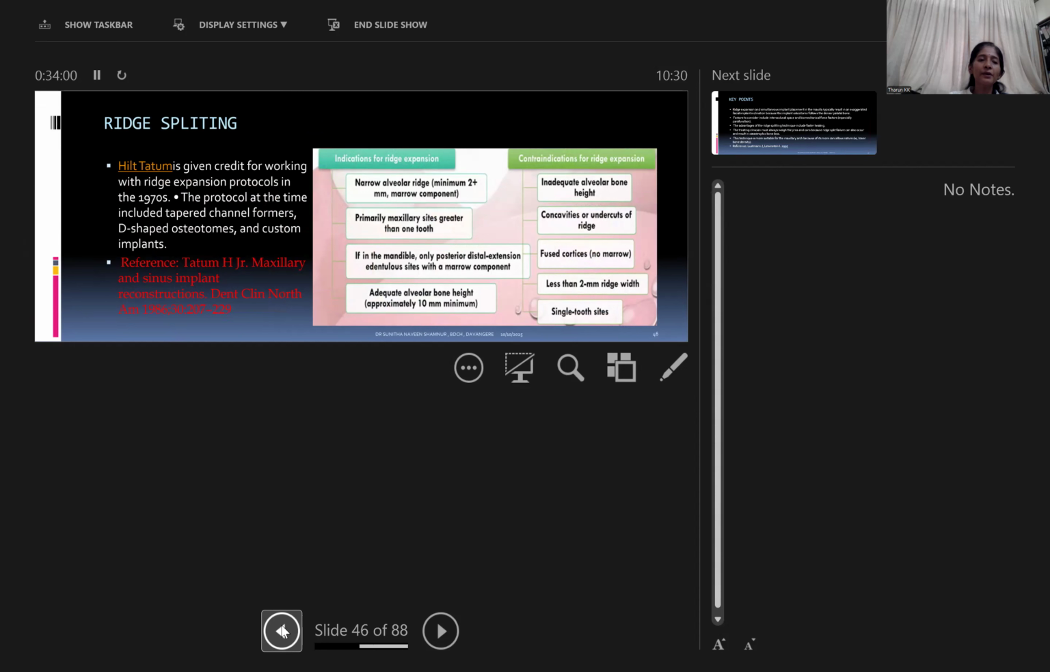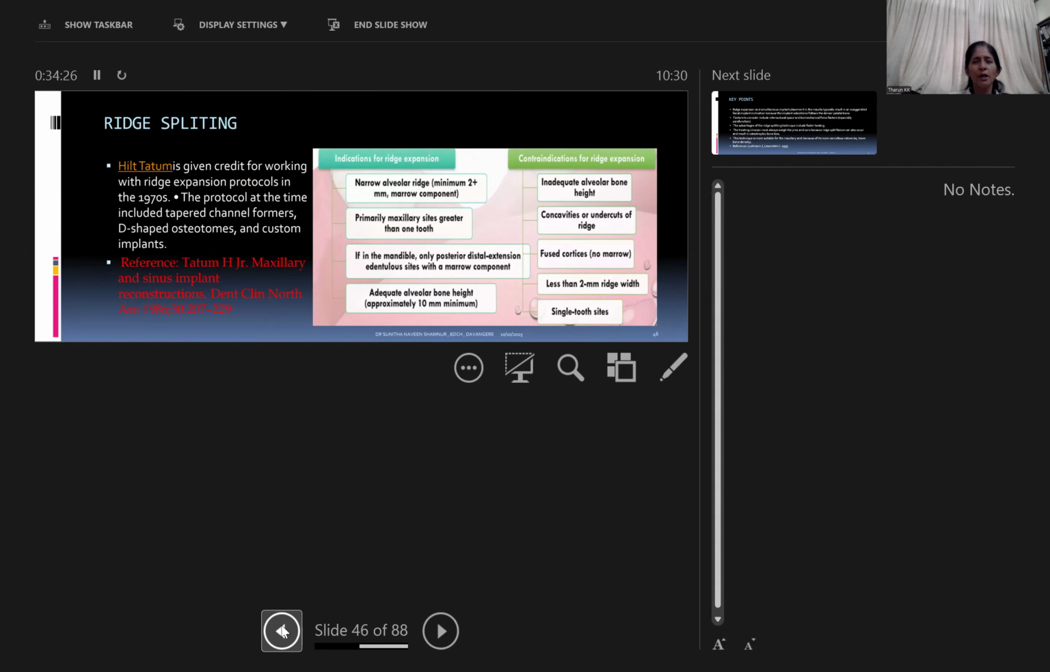Now, in cases where you have a reduced ridge volume on the horizontal, Tatum, that is Hilt Tatum, gave the concept of ridge splitting. The protocol was set almost in the 1970s. Earlier, it was done with the osteotomes. Now we would go ahead with our piezo surgical instruments. So, what are the indications?